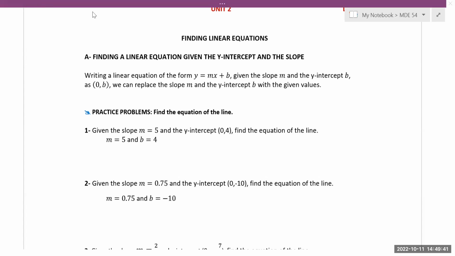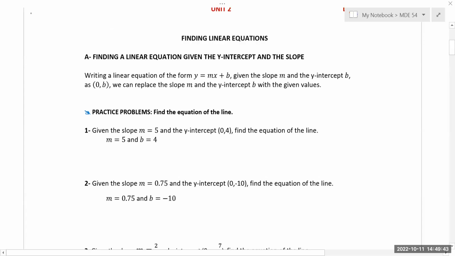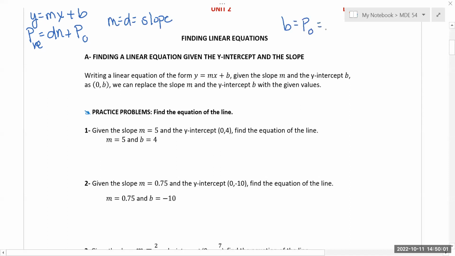So before we dive in, let's again just remember the formula is y equals mx plus b, or P of n equals dn plus P of 0. So m and d are that slope, and then b and P of 0 are that initial value. So we've got some nice problems that we can work through.